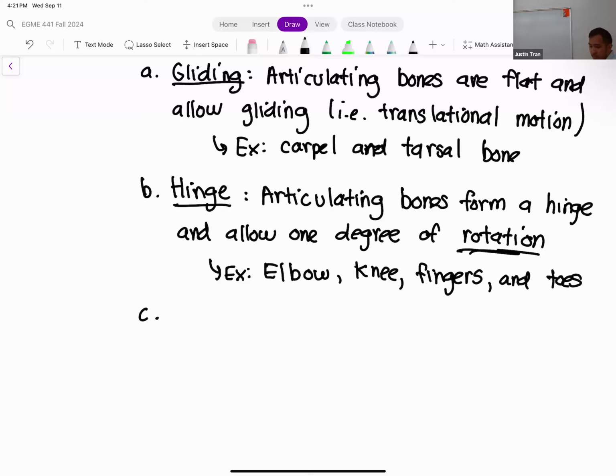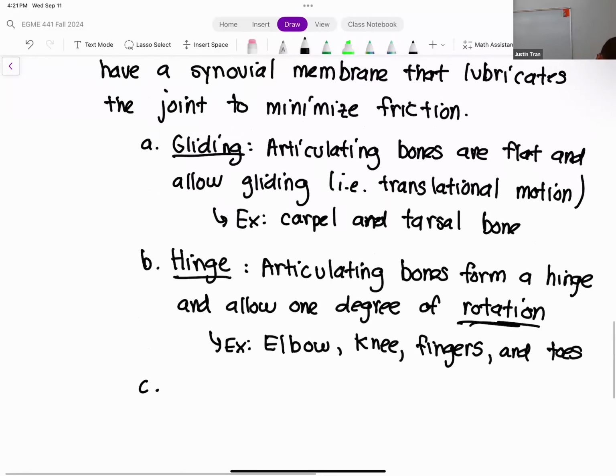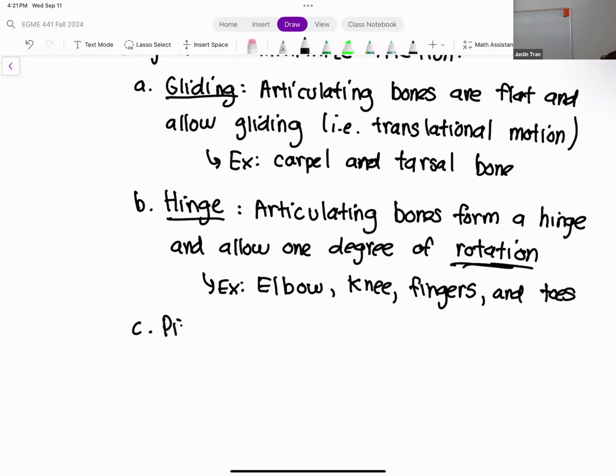Another one that's interesting is a pivot joint. Just like a hinge joint, the pivot joint only allows for rotation along one axis. The big difference is that the axis that you're rotating around for a pivot joint is parallel to a bone rather than perpendicular to them.